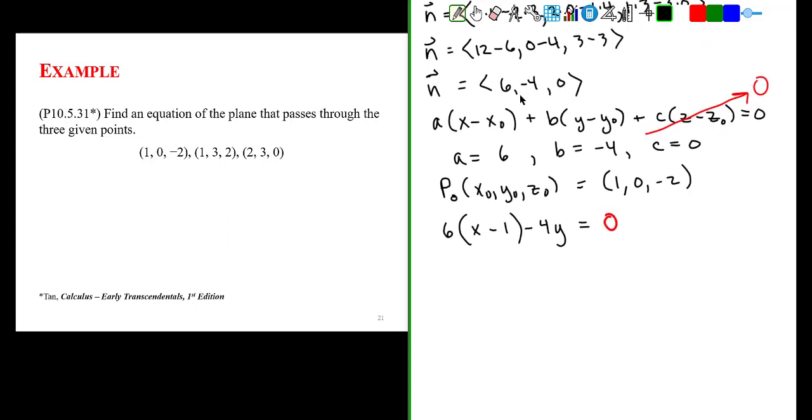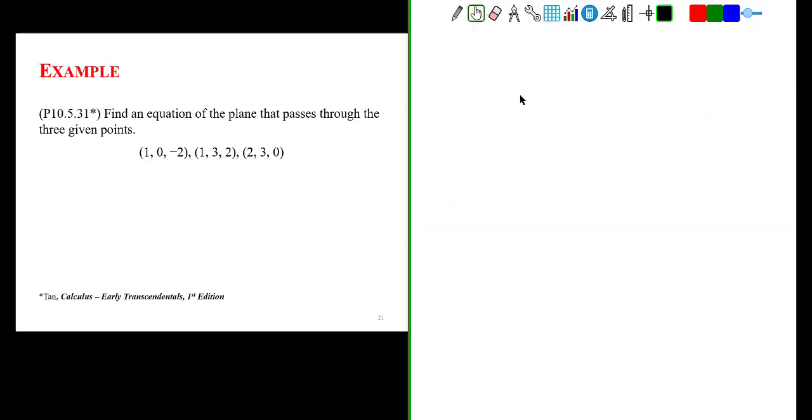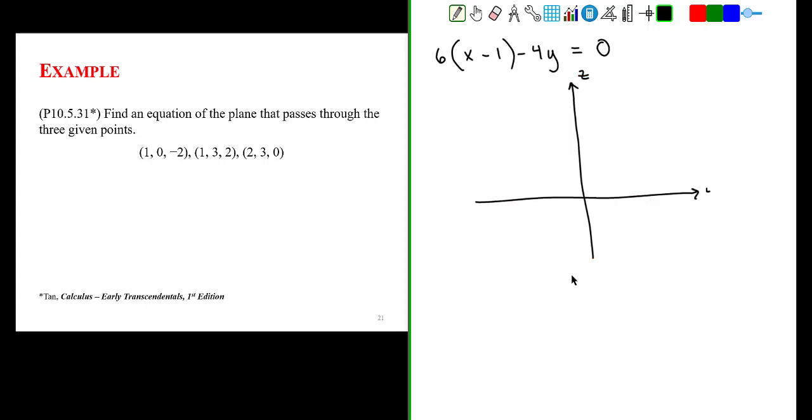Let's go ahead and sketch what this plane looks like. So to sketch the plane, let's go ahead and create a coordinate system. What I'm going to do is copy this to our next page to give me more room. Let's create an XYZ coordinate system. The z-axis is going to be vertical, the y-axis is horizontal, the x-axis is coming towards us.